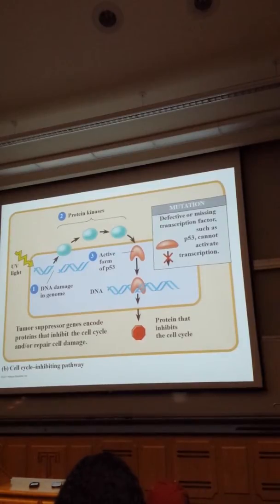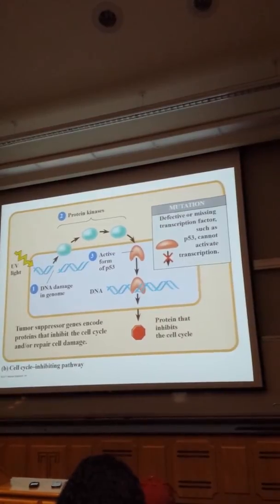P53 is a transcription factor. P53 activates expression of genes that encode DNA repair proteins. P53 activates expression of genes that will halt the cell cycle so that it can repair its damaged genes.